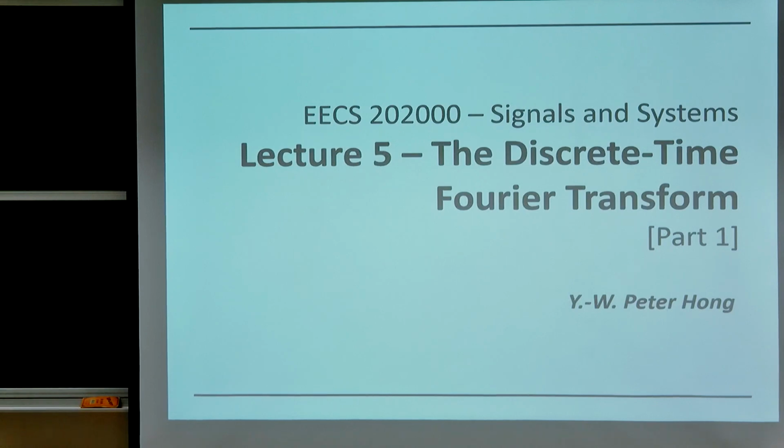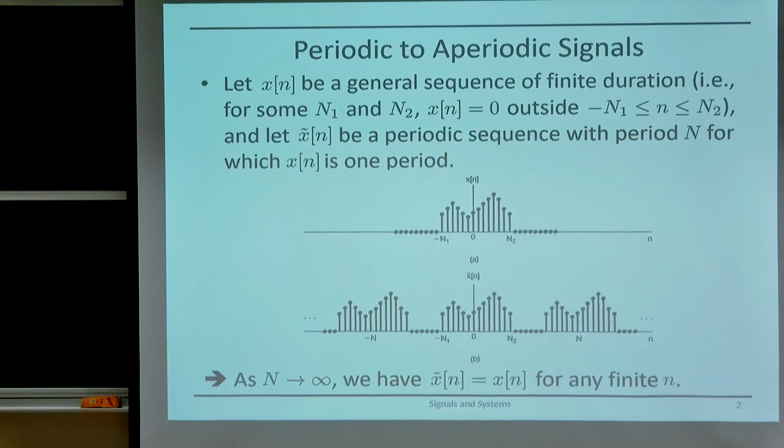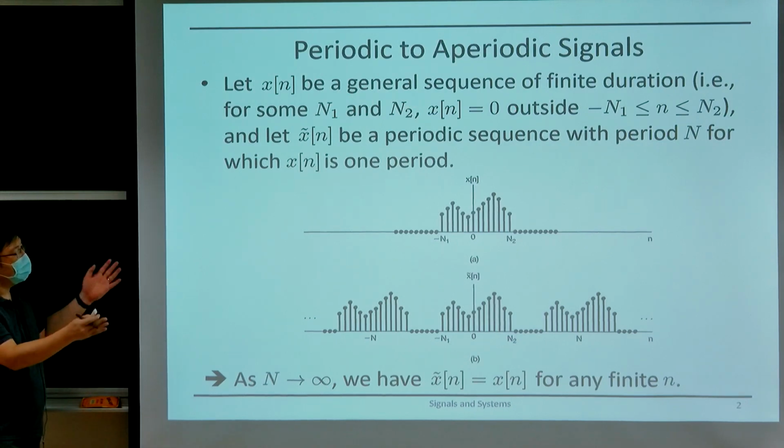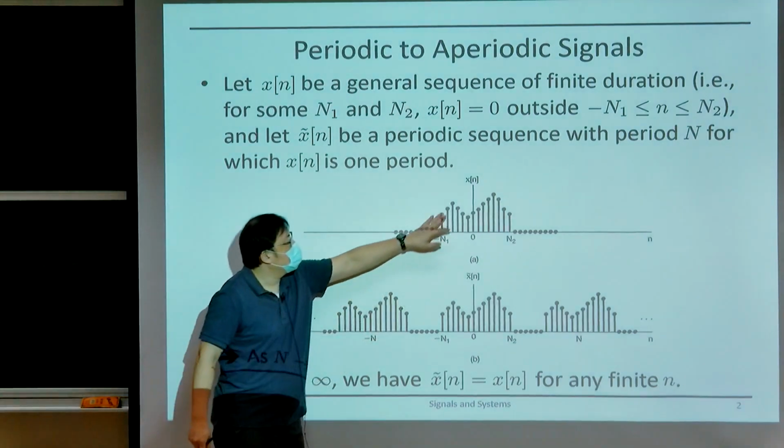Okay. So here we're trying to extend Fourier analysis from periodic signals to aperiodic signals. Okay. So suppose that x of n is this aperiodic signal that we are interested in, right? So suppose that this is some general sequence with finite duration going from n1 to n2, right, and is 0 otherwise. So x of n can look something like this.